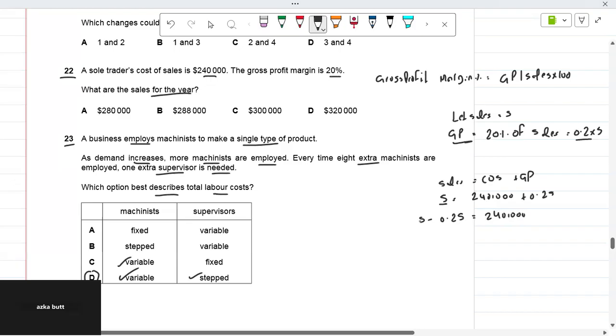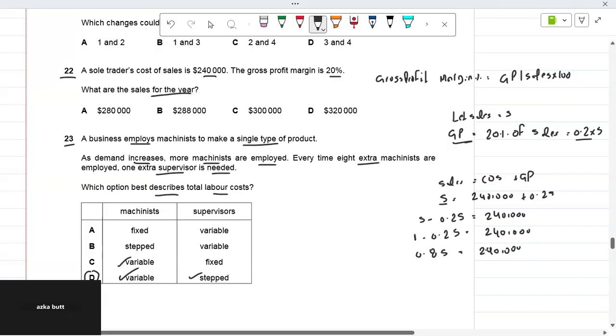So we will assume that S is equal to 1. So 1 minus 0.2 S is equal to 240,000. So 1 minus 0.2 is equal to 0.8. S is equal to 240,000.